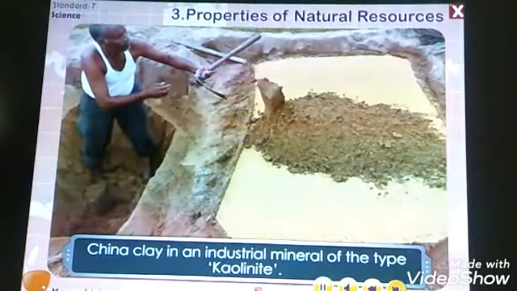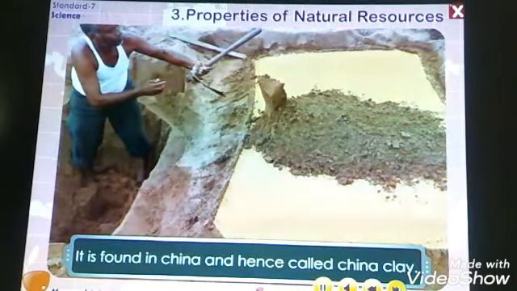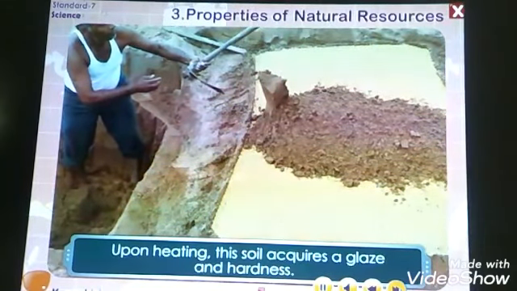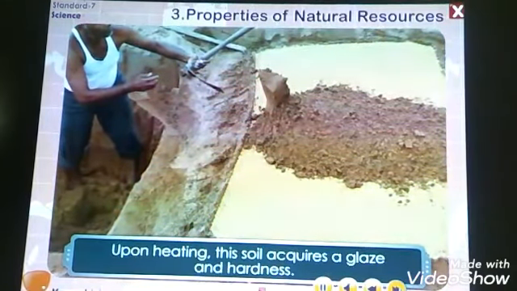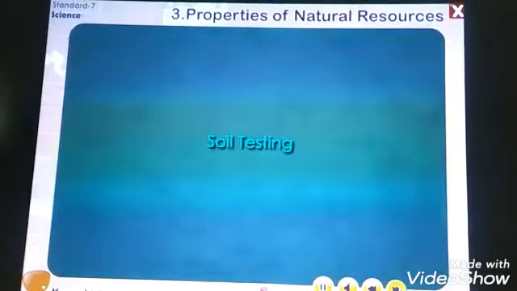China clay is an industrial mineral of the type kaolinite. It is found in China and hence called China clay. Upon heating, the soil acquires a glaze and hardness.